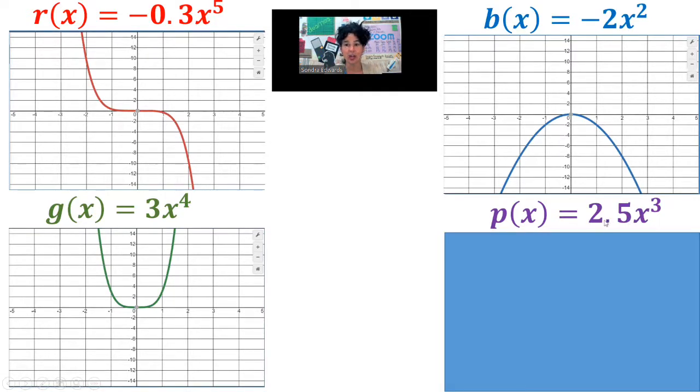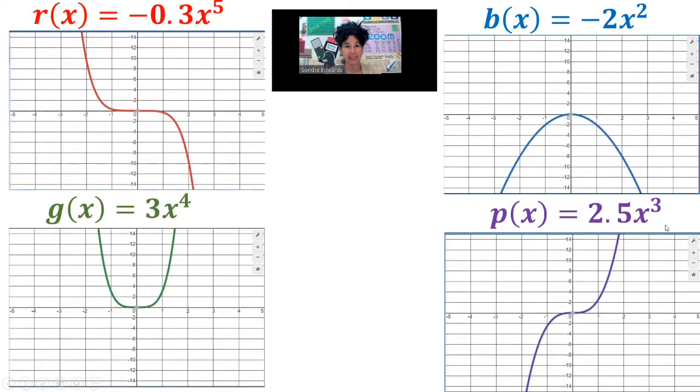Okay, last one, just to test your understanding. What's that graph shape going to look like? Yes, one up, one down. We have an odd degree, so one up, one down, and then the number in front is a positive, and so as our eyes hit it, our eyes go up.